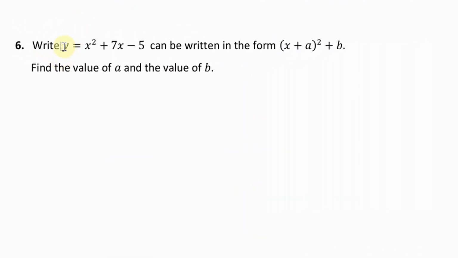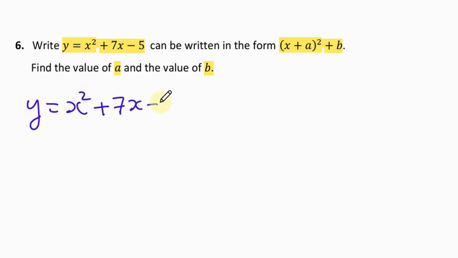So in this question, we have to write this quadratic equation in completed square form and then find the values of a and b. So we have y equals x squared plus 7x minus 5. The x squared coefficient here is 1. So there's no common factor to take out from the first two terms. We're going to go to the next step. We rewrite the first two terms.